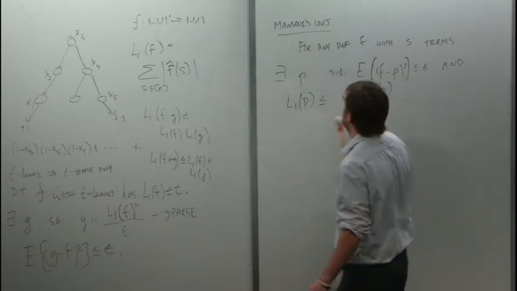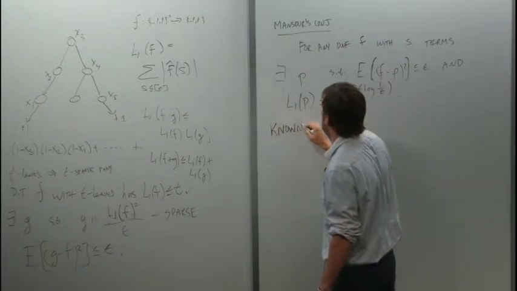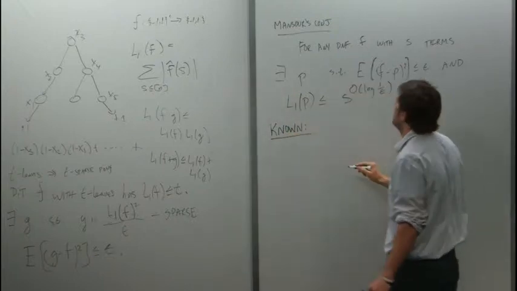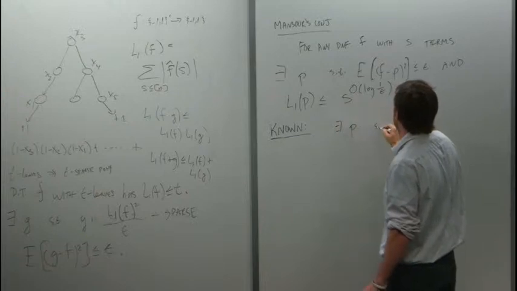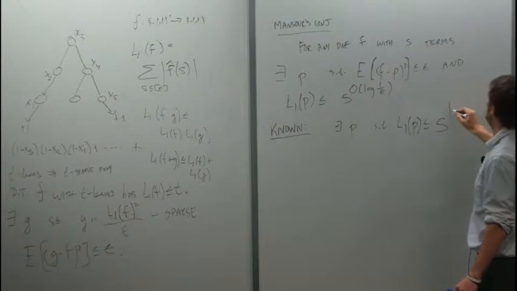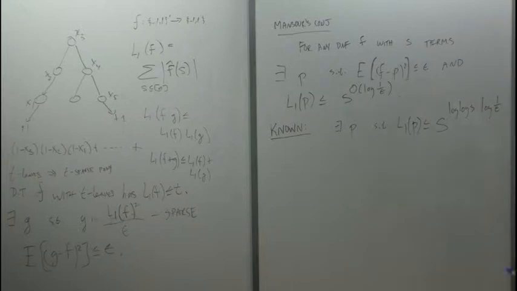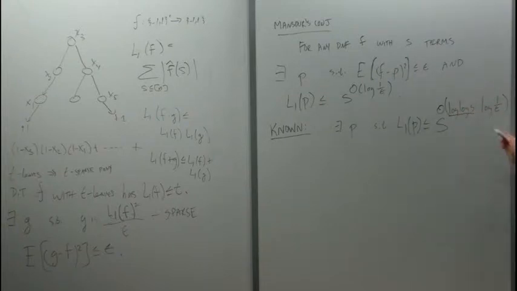What I should have said, I mean, this is the correct conjecture. What I wanted to say is that it's known, and Mansour proved this himself, that you can construct a P. So there exists a P such that the one norm of P is at most s to the log s times log 1 over epsilon. So, you know, we're pretty close to solving it. I mean, it's not too far off.